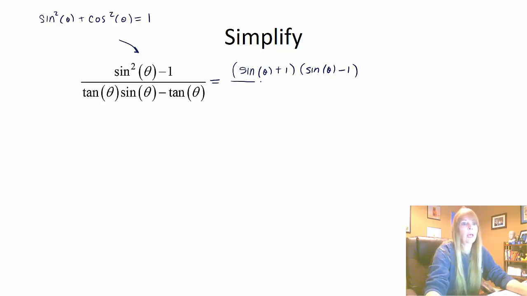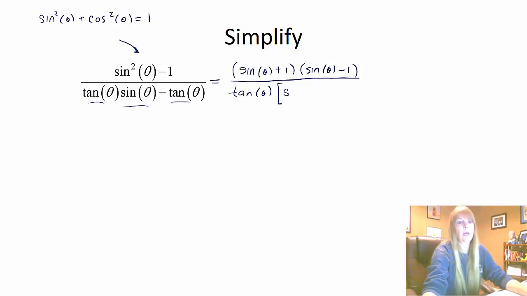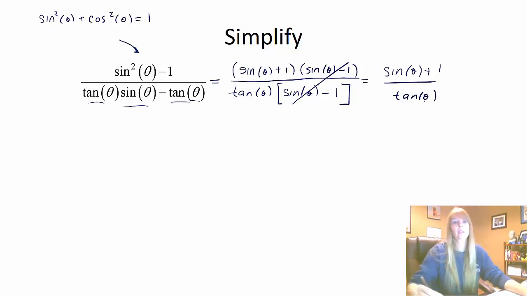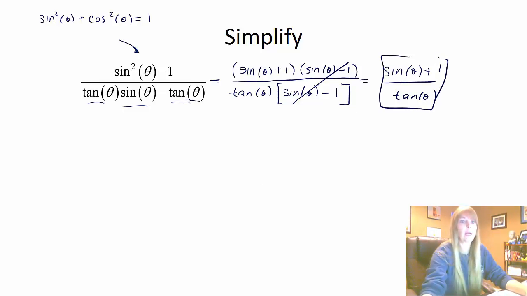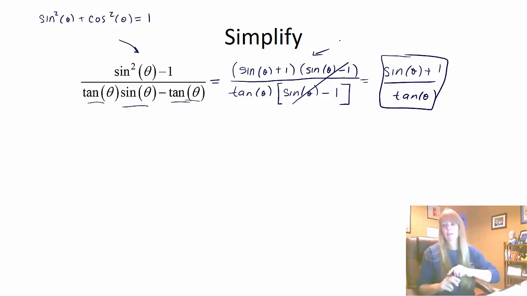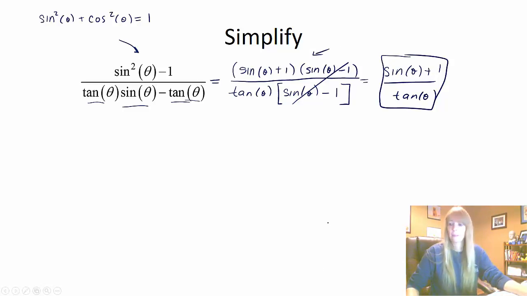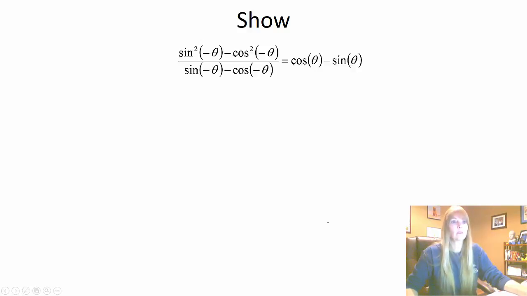Remember that? And then the bottom, notice both of these have a tangent. So I'm going to factor out the tangent. And then that leaves sine theta minus, well, I factored out tangent, so minus 1. So as you can see, that cancels. And I end up with this as my final answer. So like I said, at first it may have seemed a little daunting, but once you figured out this step to be able to factor those, then not as horribly bad.